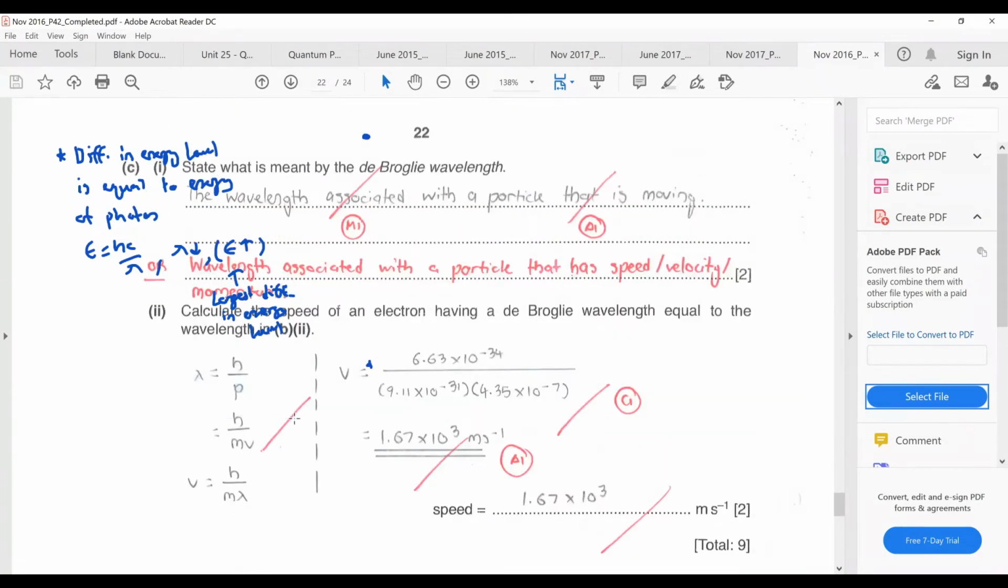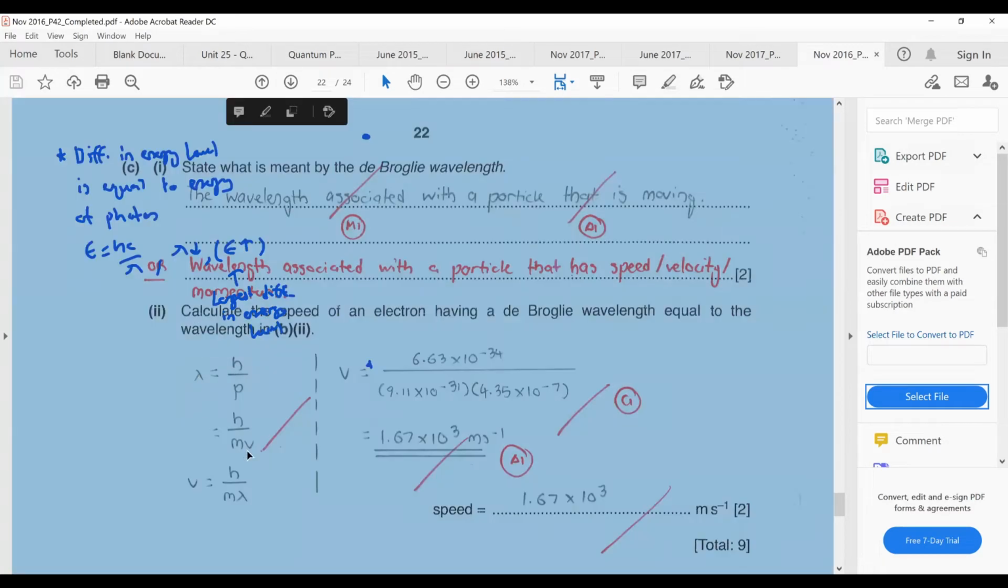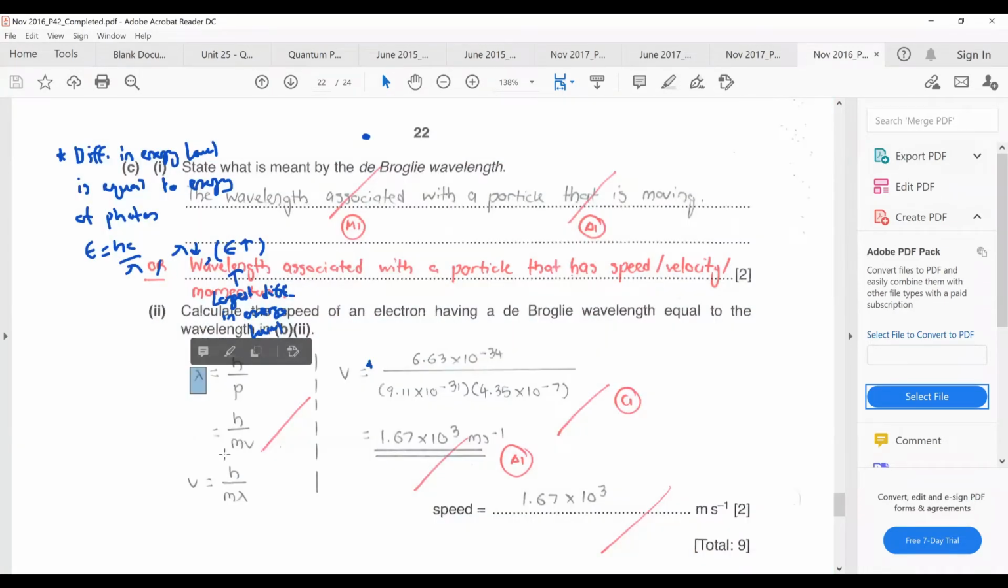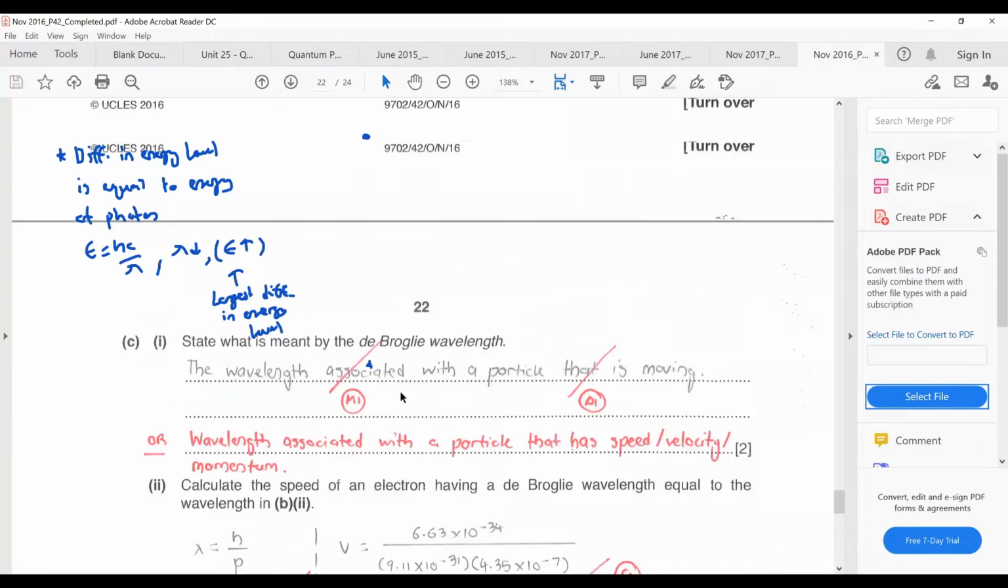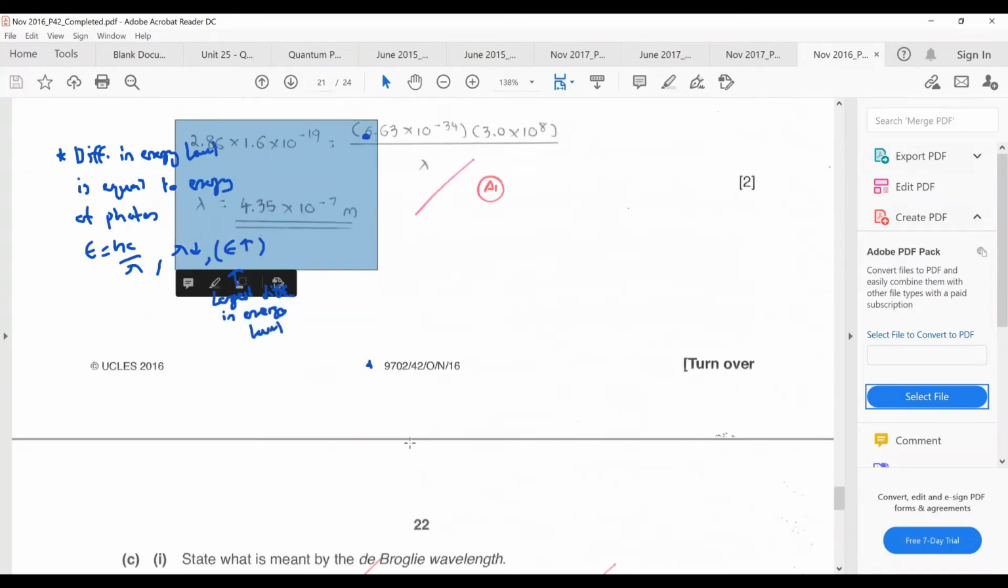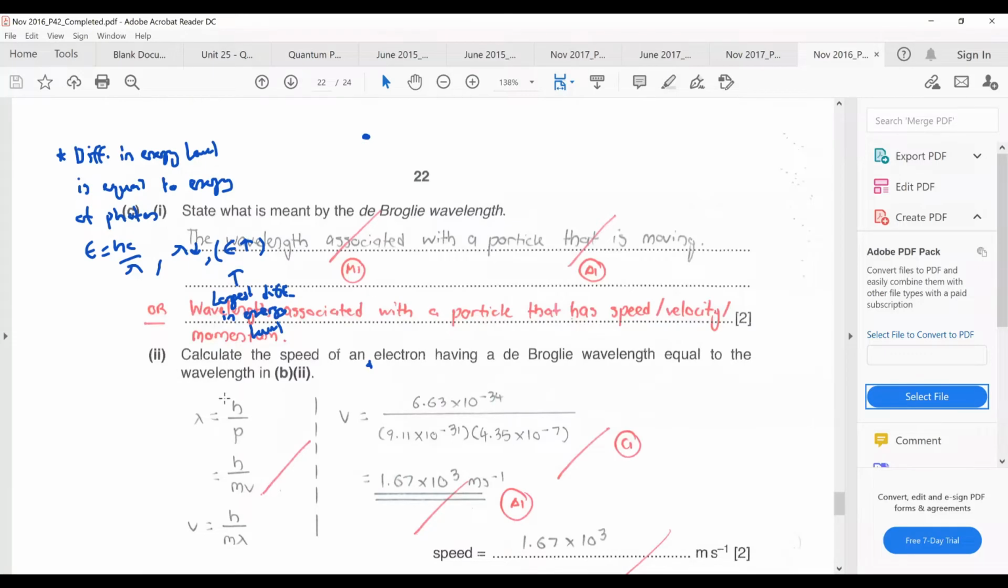You see here, de Broglie wavelength will tell you that whatever wavelength your particle has is actually dependent on the momentum, which is also in turn dependent on the speed with which it's moving. The faster you move, the wavelength associated will drop. The slower you move, the wavelength associated with it will increase. Okay, so here they're just asking you, if I want to have an electron whose wavelength is equal to this, how fast should my electron be moving in the first place?